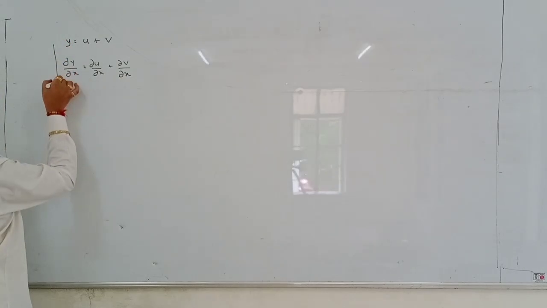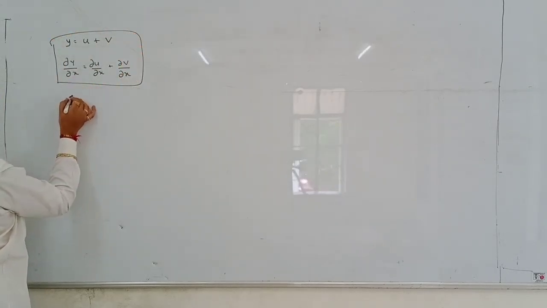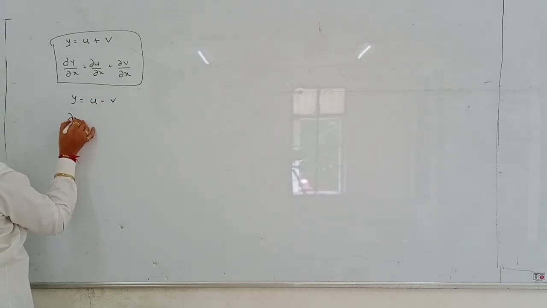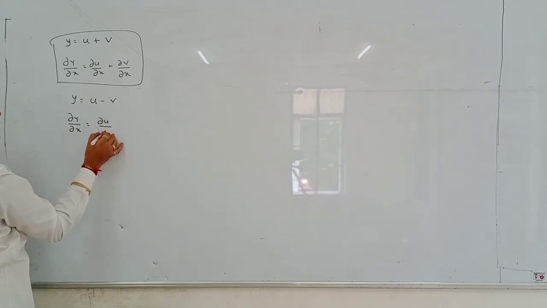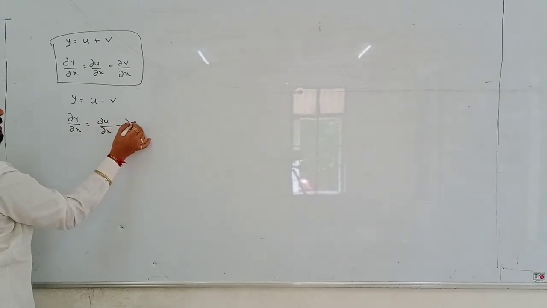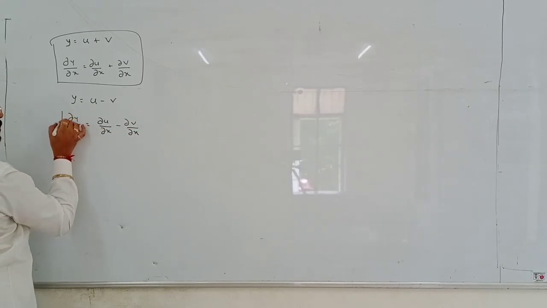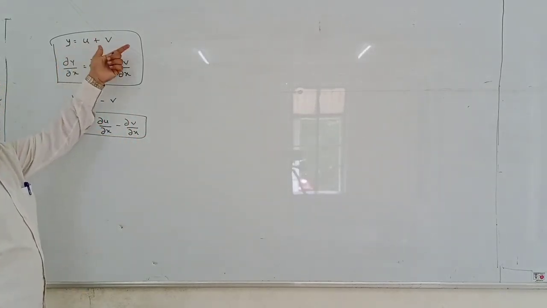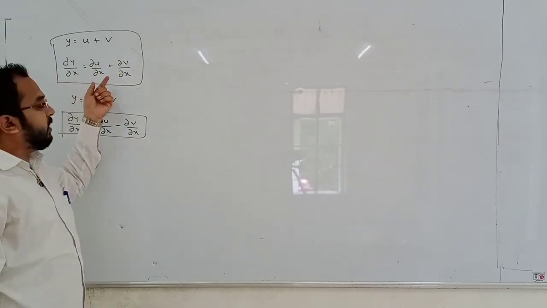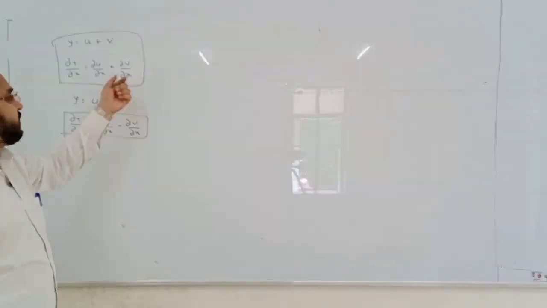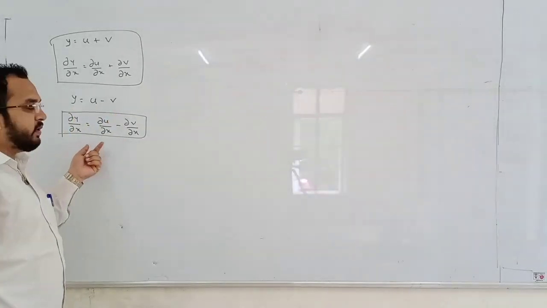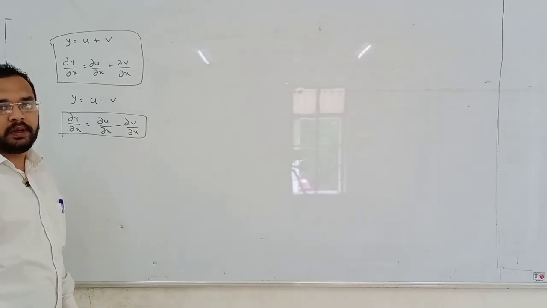If a function is given as the difference of two functions, then dy by dx is given as differentiation of first minus differentiation of second. So if y is equal to u plus v, then differentiation of y is equal to differentiation of u plus differentiation of v. And if y is equal to u minus v, then differentiation of y is equal to differentiation of u minus differentiation of v.